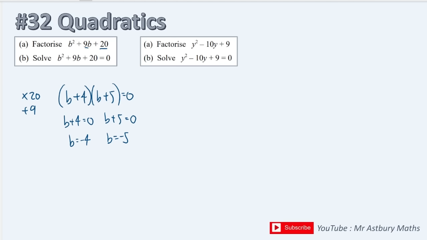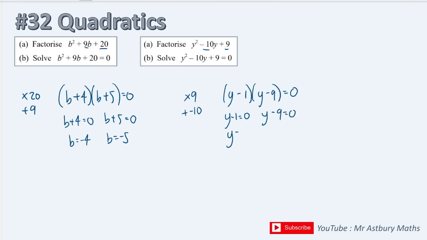Let's have a look at this next one. We've got two numbers that times together to make 9, and they've got to add together to make negative 10. Okay, those two numbers must be minus 1 and minus 9. Again, that equals 0, so one of these brackets must equal 0. So either y is equal to 1 or y is equal to 9.